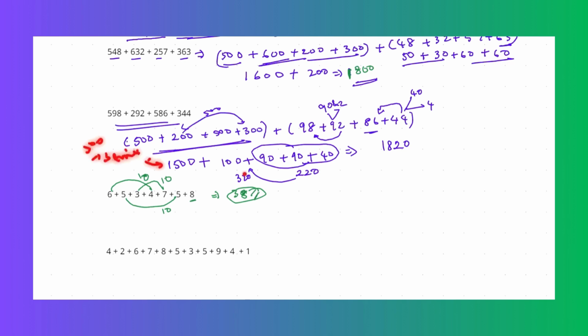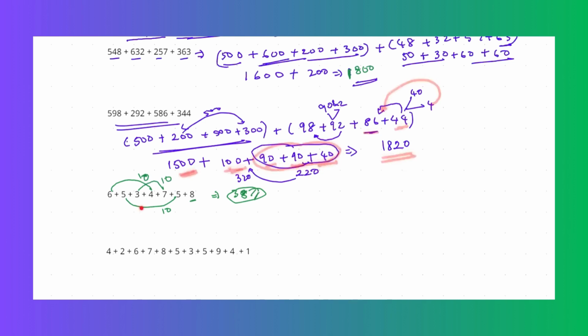Next, from this 92, 2 is given to 98, thereby making it 100. And from this 46, 4 is given to 86, thereby making 86 into 90. Therefore, we have the addition 1500 plus 100 plus 90 plus 90 plus 40. So this will give you 220. 220 and 100 will give you 320. Add it with this 1500, and we get the answer as 1820.